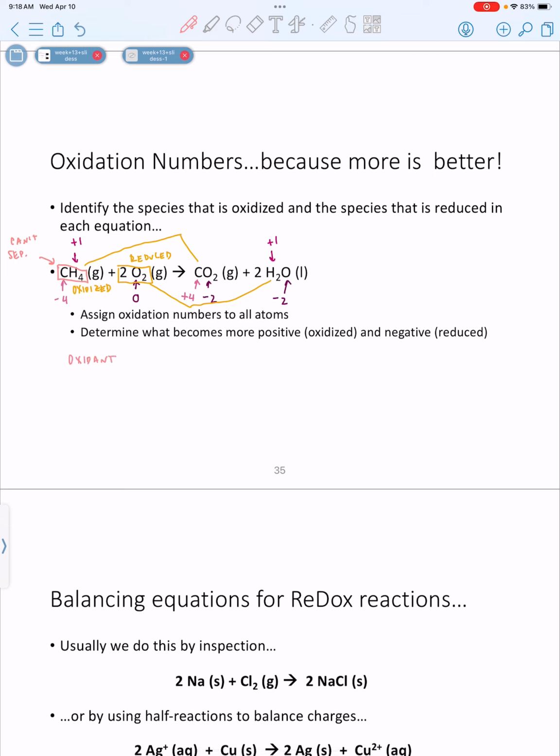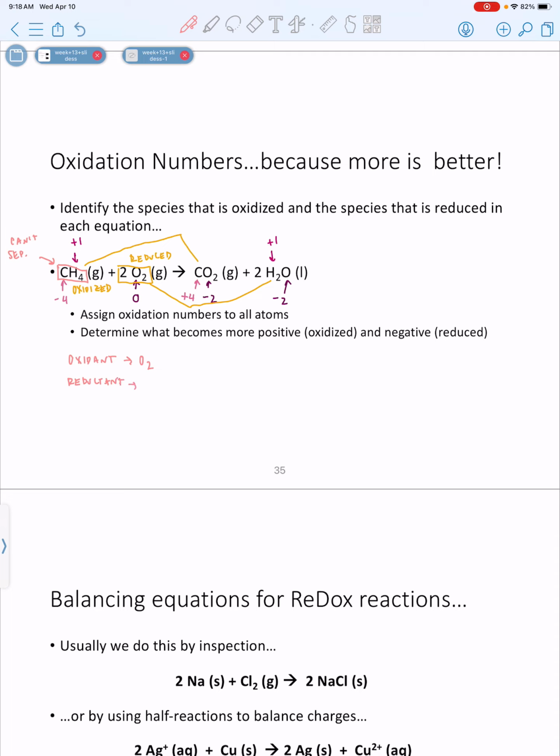Anytime you see O2, almost any time, it's going to be taking up electrons. It's going to be in the reduction half reaction, absorbing electrons, and it's going to be my oxidant, which means my reductant, the thing being oxidized, is methane.